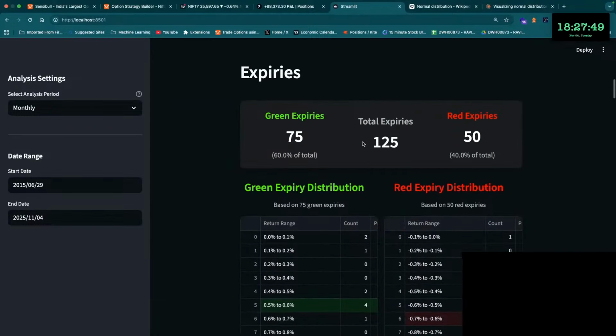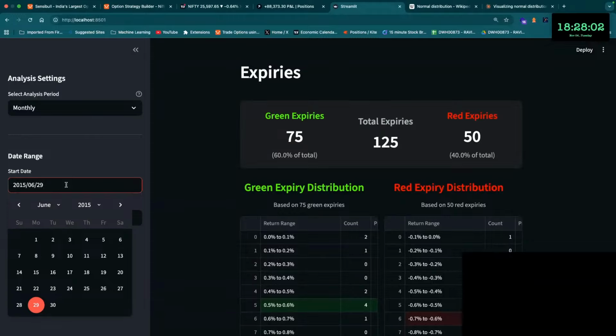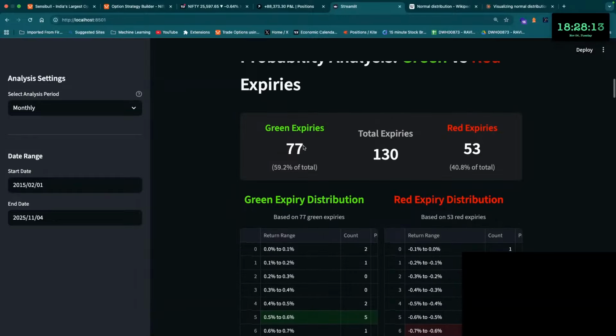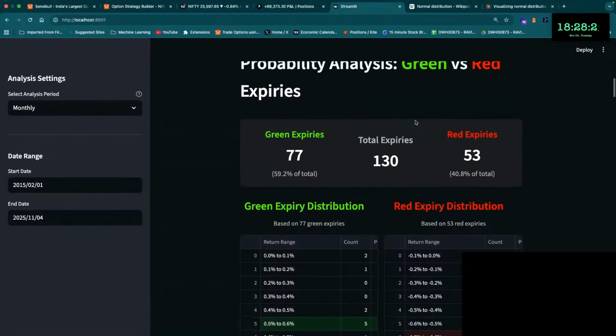So monthly expiries, we got about 125. This is from 2015. Out of those 125, about 75 are green and 50 are red. Suppose I change this to February 1st, for instance, this is 130 and then you have 77 plus 53. Generally, this equation pretty much did not change. We have more green expiries than red expiries. That is also evident because obviously Nifty is going up continuously, so that reflects into this calculation also.